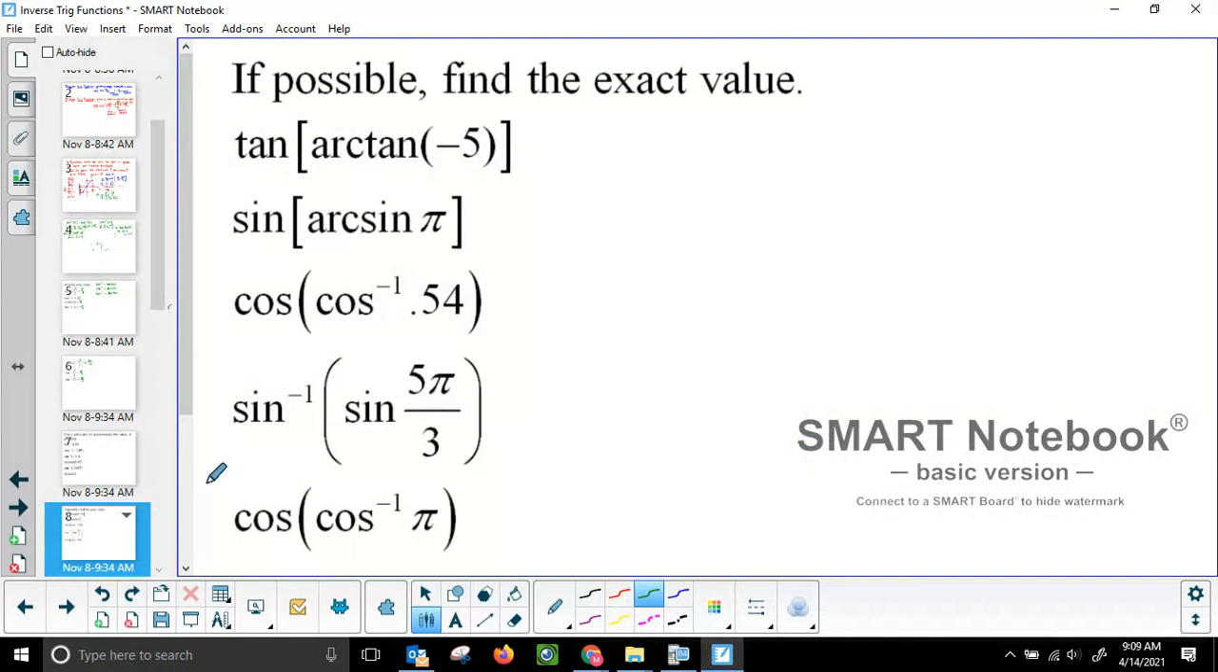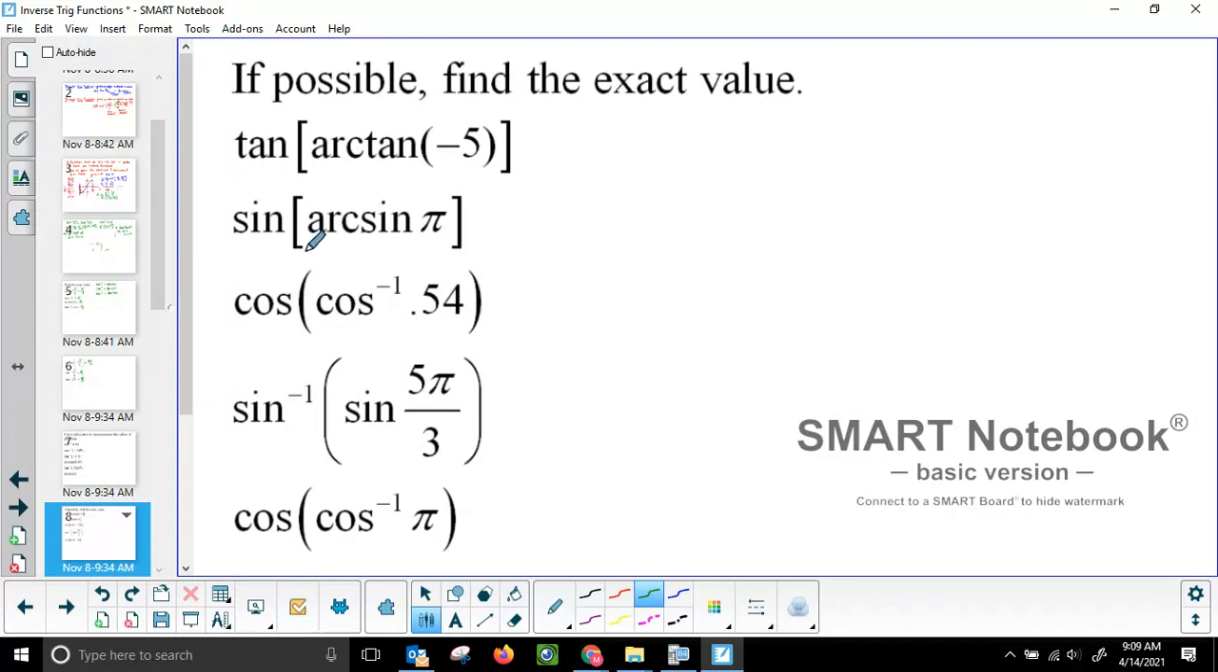So now, if possible, find the exact value. All right, now typically inverse functions cancel each other out. Most of the time that is true. And we'll use that fact a lot when we get to solving trigonometric equations. But sometimes it's not, and most of the time that arises from how we had to restrict the domain of the original functions in order to allow them to have inverse functions. And I'll show you what I mean here in a minute.